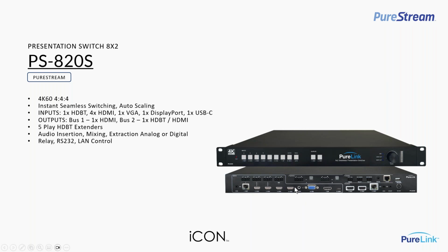Now on the output side, you can extract audio per bus. There's 2 output buses, so you'll see a balanced stereo mini Phoenix, and next to it is a Toslink connector, and each output bus has its own set of those. In the lower right, you'll see output 1 is HDMI and output 2 is HDMI in parallel with HDBaseT, and we do provide the receiver included in the price and in the box for that HDBaseT extension.